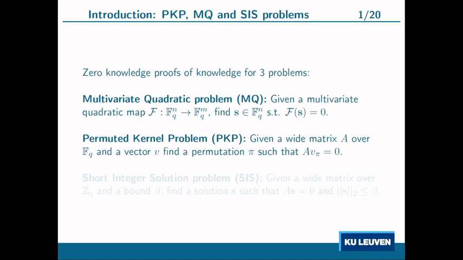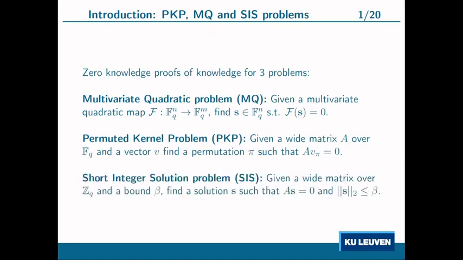And finally, we have the short integer solution problem, which is probably the most well-known of these three problems, where we are again given a wide matrix, and again we want to find a vector in the kernel of this matrix, but now the constraint is that we have to find a vector whose L2 norm is bounded by some given bound.